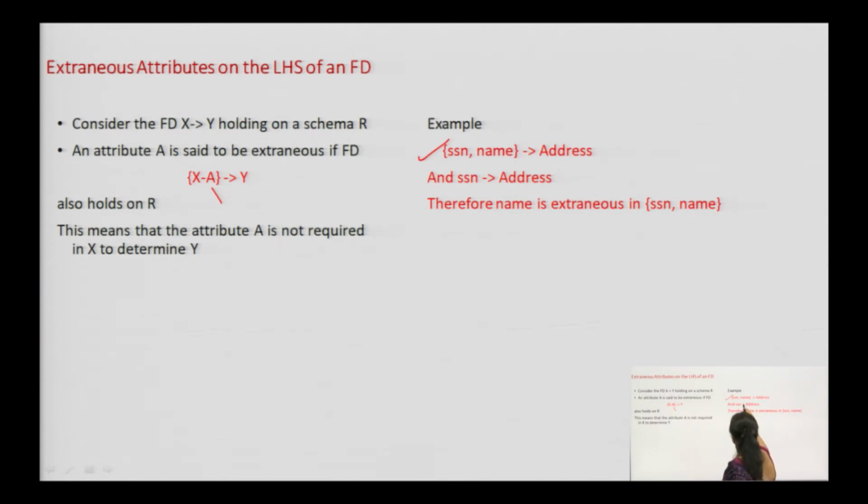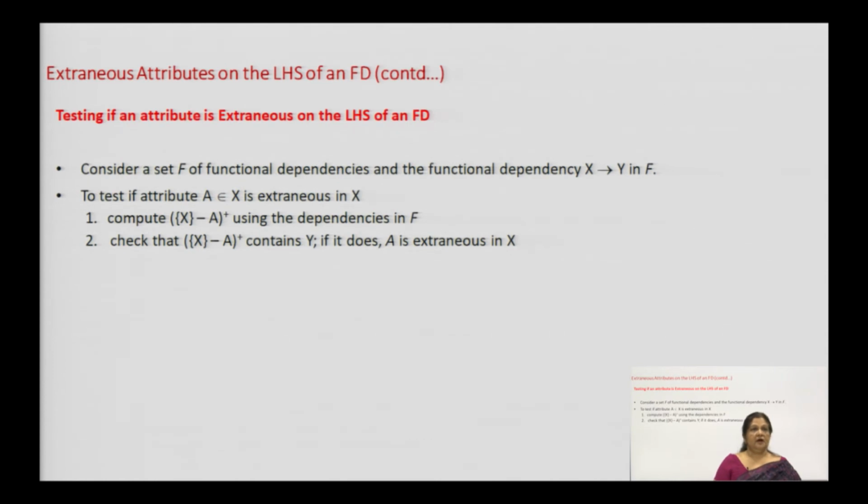So, if we remove the attribute name from the left hand side of this functional dependency, we have the functional dependency SSN to address, which is already there. So, we can say that in the functional dependency SSN name to address, the attribute name is extraneous. Now, to test if the attribute is extraneous, what we do is consider the set of functional dependencies F and the functional dependency X to Y in F. Now, we want to see if in X to Y, any attribute is extraneous on the left hand side.